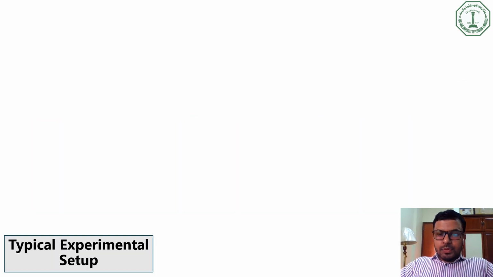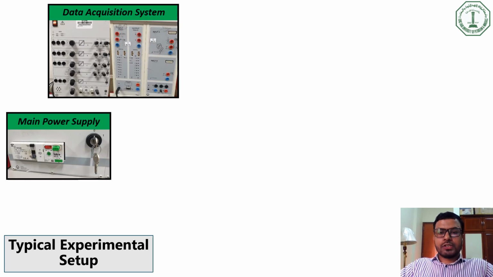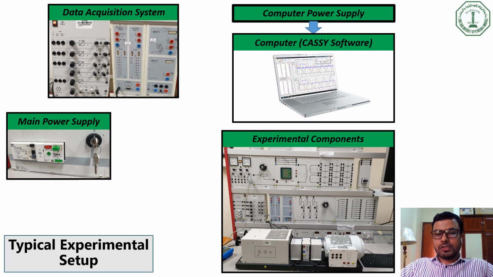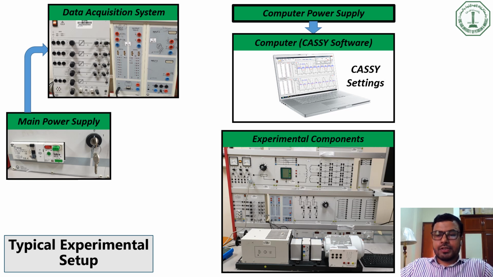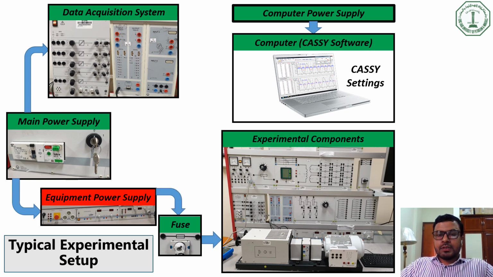Now let us see a typical experimental setup where we have the main power supply, the data acquisition system, experimental components, as well as a computer with CASSY software. After making the connection, we turn on the main power supply to energize the data acquisition system, then we do the CASSY settings in the computer. Finally, we turn on the equipment power supply, which is connected to the experimental components through the safety fuses. During our experimentation, the data flows from the experimental components to the data acquisition system, then to the computer system for recording.